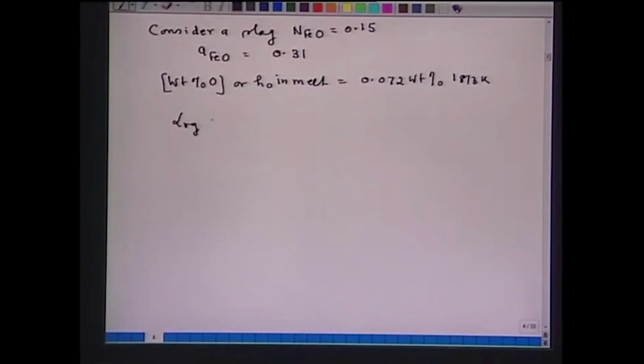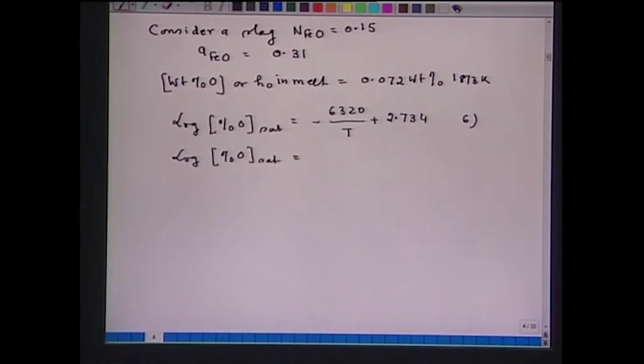Now, in the literature, other equations are available. For example, one of the equations says log of percent O at saturation is equal to minus 6320 upon T plus 2.734. Let us call this equation 6. And log percent O at saturation is equal to minus 6400 upon T plus 2.756. Now, the whole idea is that you may come across different sources, and the value of weight percent oxygen dissolved may differ, because all that depends upon what parameters you are substituting. There are a number of sources, and if the sources are a little bit different, then you may not get the same values that I have calculated.